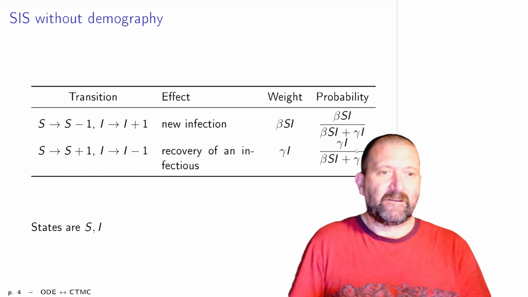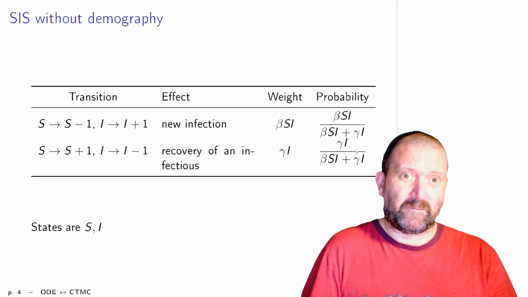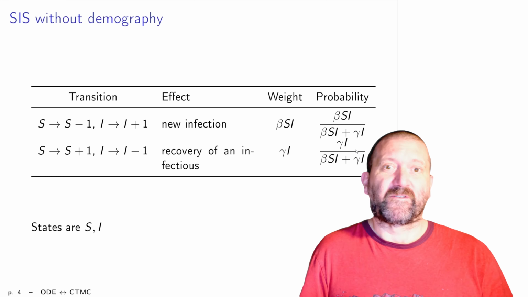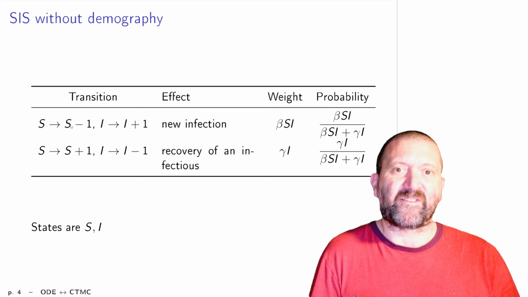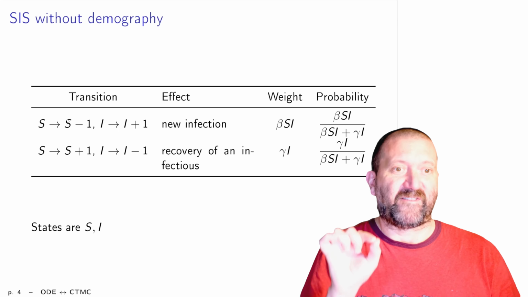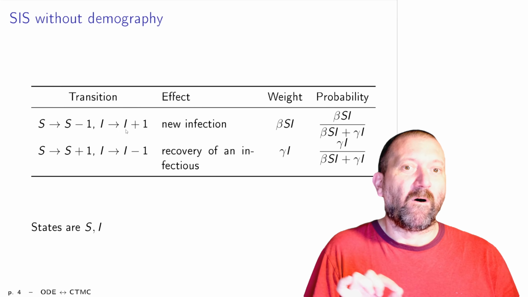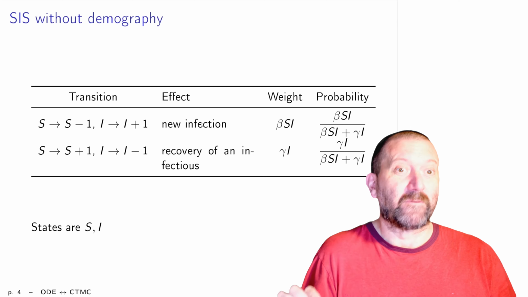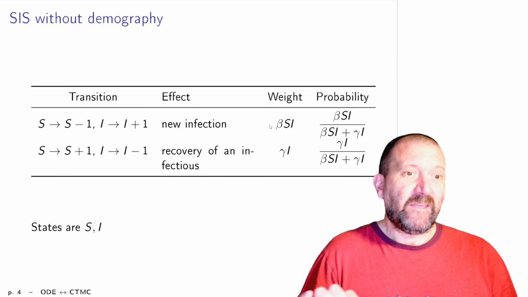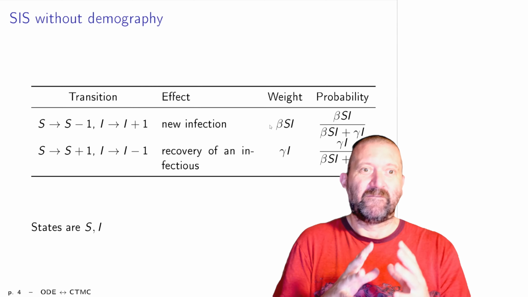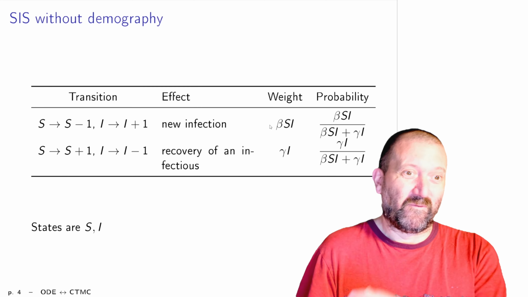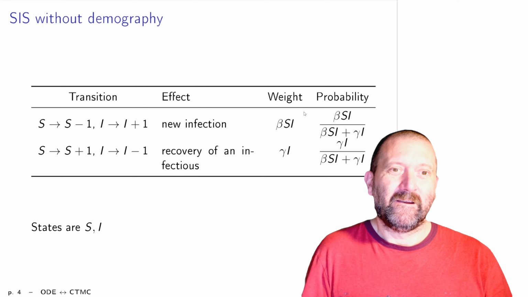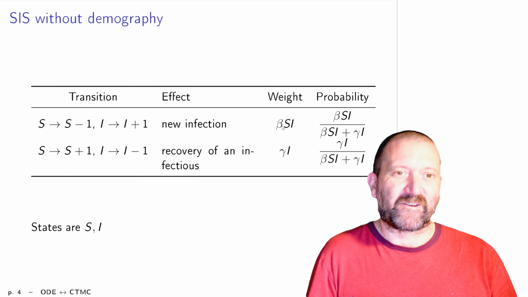So when I want to write the continuous time Markov chain, I'm going to do so by saying that the transition that transforms S into one less S individual and one more I individual is a new infection. Its weight, I'm going to use exactly the same as the rate of movement from S to I. So the weight of that transition is beta SI.